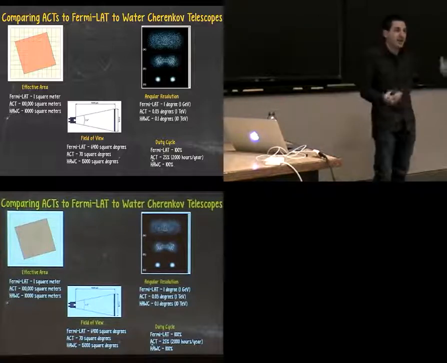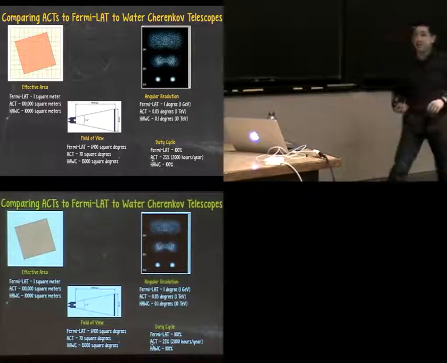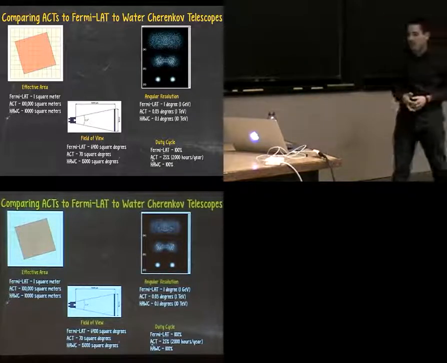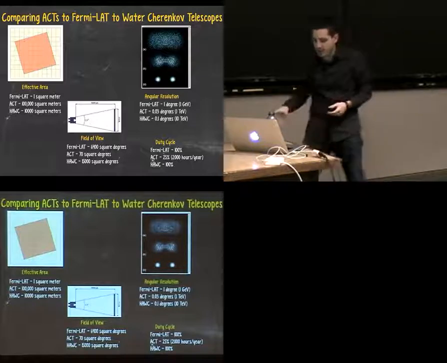HAWC is actually even higher energy because the shower has to go all the way to the detector down on the ground. But they can see about 0.1 degrees at about 10 trillion times the energy of the light in the room.